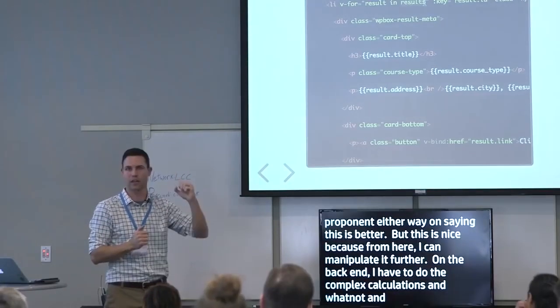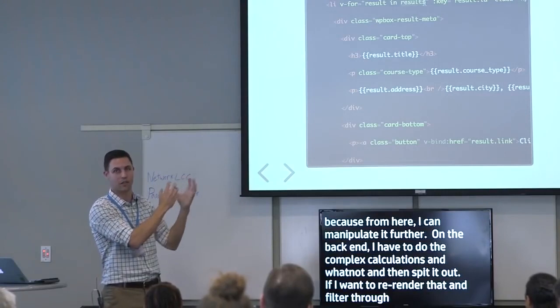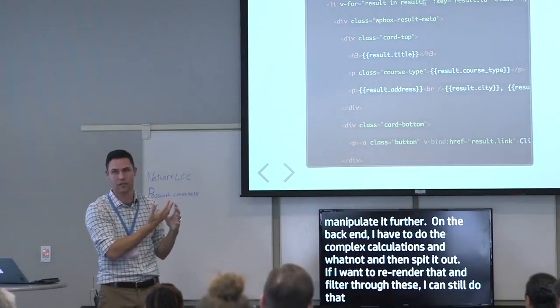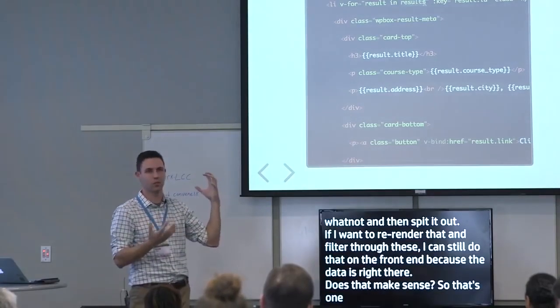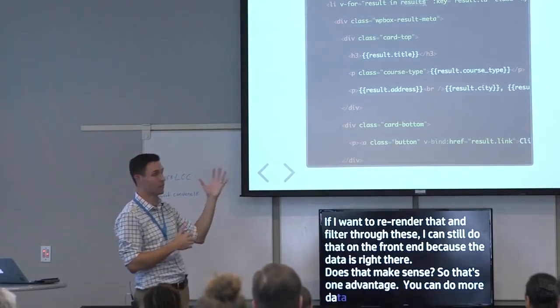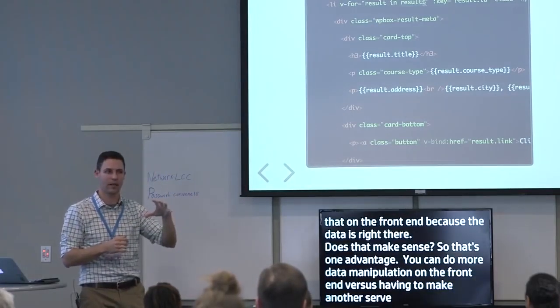And if I want to re-render that, do one little manipulation, filter through these, I can still do that on the front end, because all the data is right there. Does that make sense? So that is kind of one advantage. You can do more data manipulation from here on the front end versus having to make another server-side call and spit that back out to the browser.